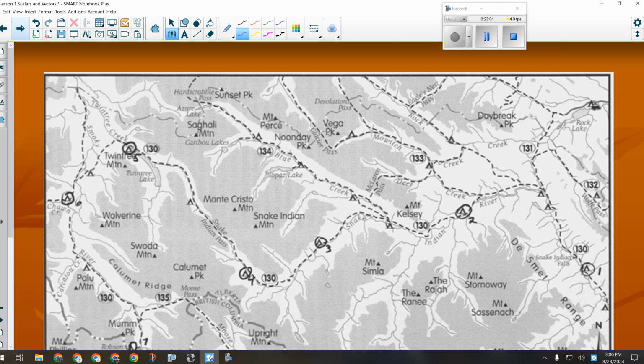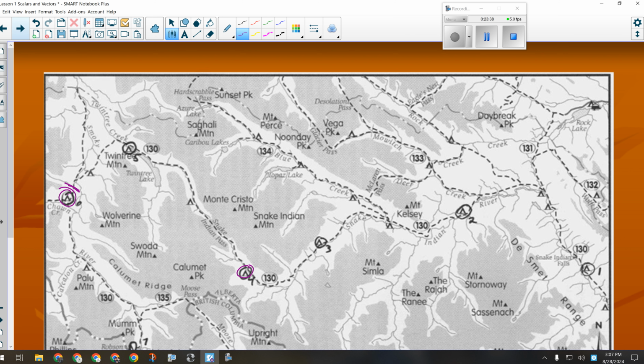Okay, so here's another example of which is going to be more appropriate, displacement or distance. Let's say I'm here at Chown Creek Campground, and I'm going to walk on this particular day from Chown Creek Campground all the way here to Snake Mountain Campground. Right here outside of Chown Creek Campground is a sign, and it says Snake Indian Mountain Campground is 39 kilometers.